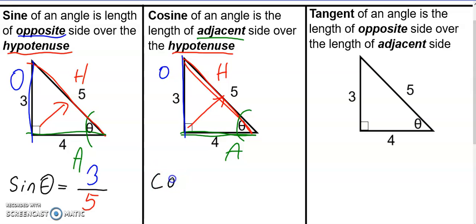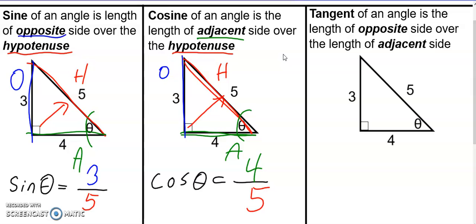So when I write it down, we're going to say the cosine of theta. We abbreviate cosine COS. Cosine of theta is going to be the length of the adjacent side over the length of the hypotenuse. We always put the angle after our sine, our cosine, or our tangent. Most of the time it's going to be a number. Theta just means angle. So the cosine of theta equals 4 over 5 because it's adjacent over hypotenuse.